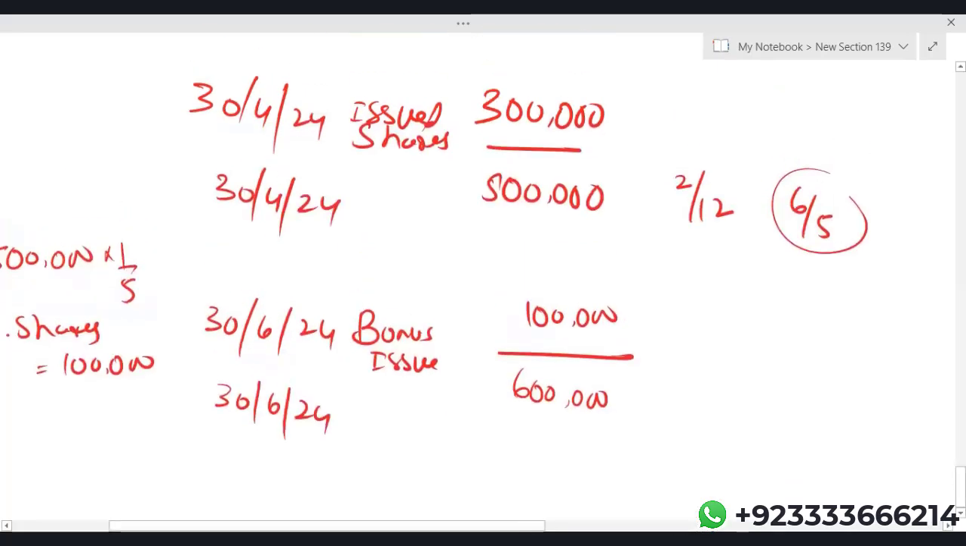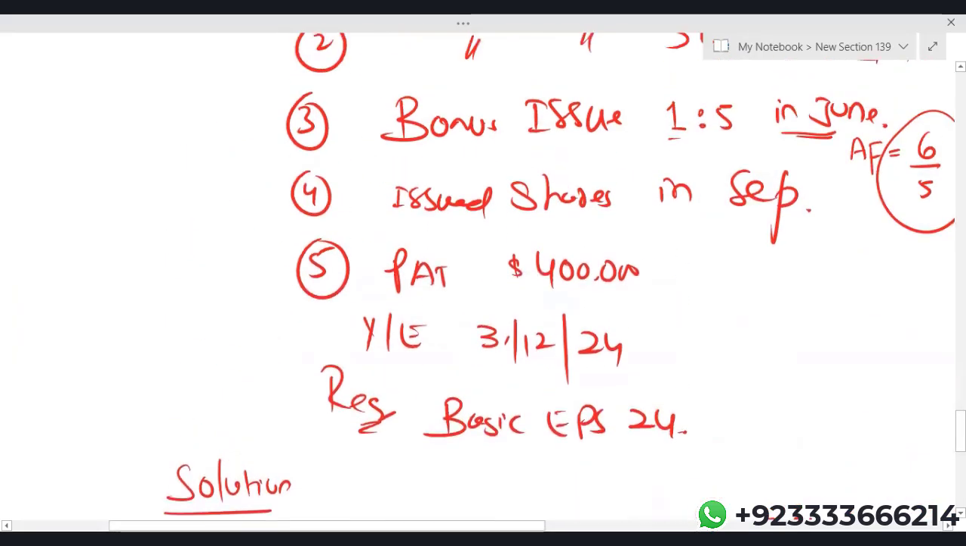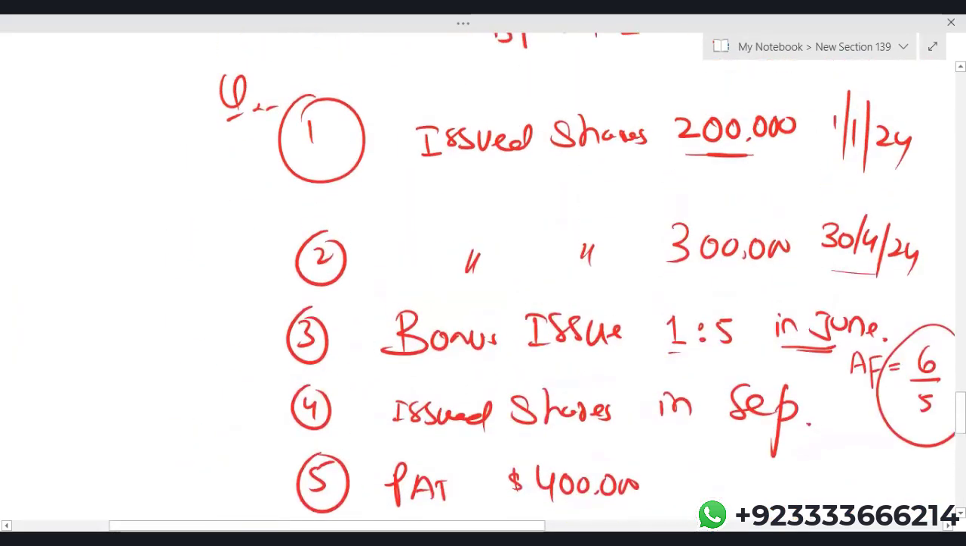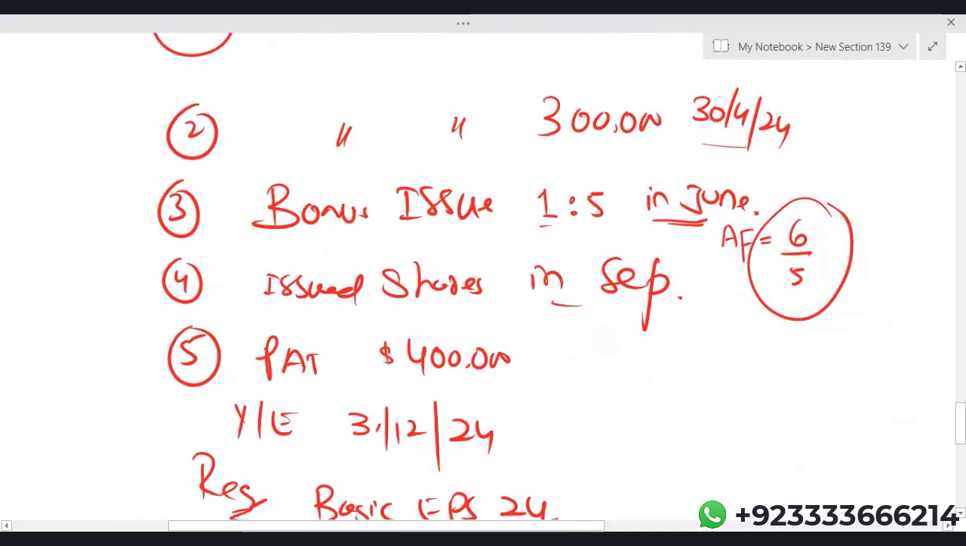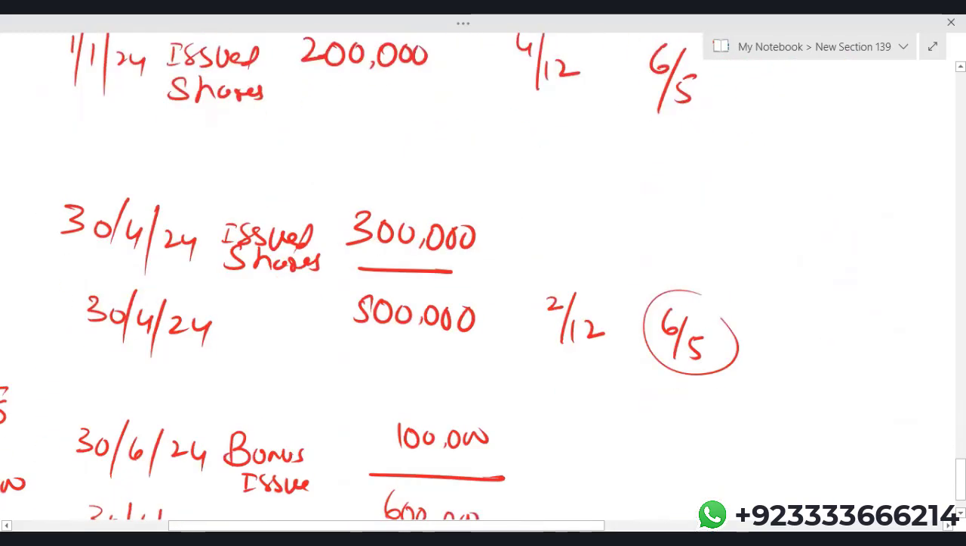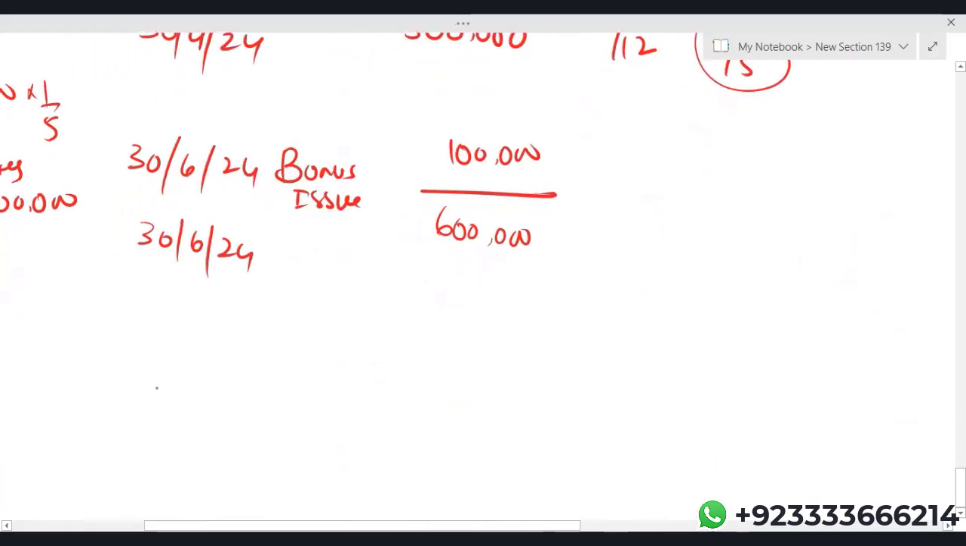Now, after 30th June, the next transaction happened in September. Issued shares, let me write. Let's say issued shares take 1 lakh. Issued shares in September is 1 lakh. Nothing is mentioned. We know that it is end of the month.